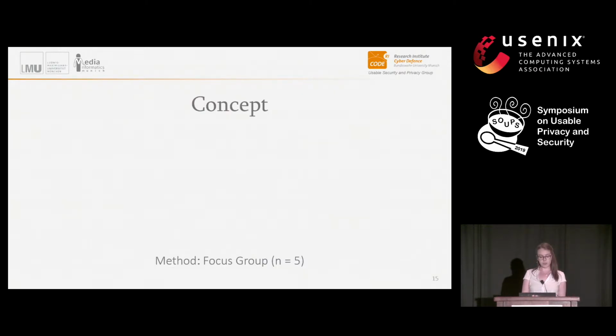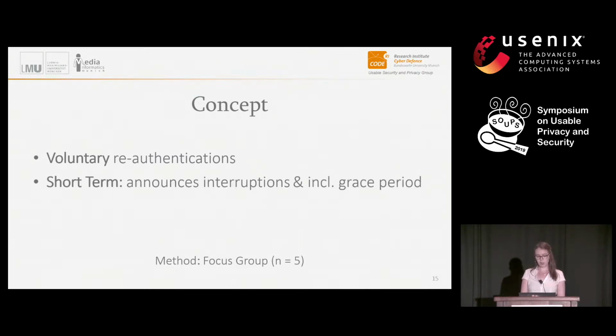So we therefore developed a concept which aims at reducing this caused annoyance, based on a focus group discussion with 5 participants. This concept includes, first, the possibility of re-authenticating voluntarily at any time to avoid forced interruptions. Second, the shortened announcement of an imminent re-authentication, including a grace period, which allows the user to finish the task. And third, the long-term indication of the current system status, which shows that the system is running correctly.